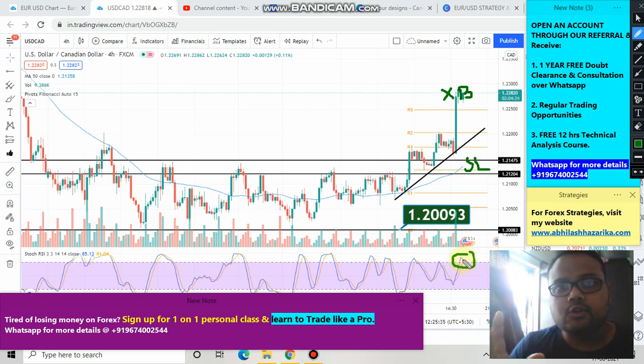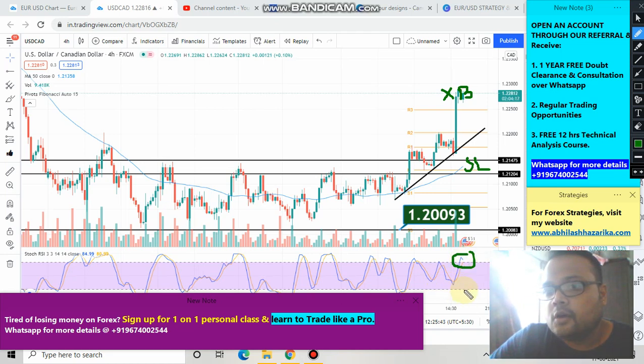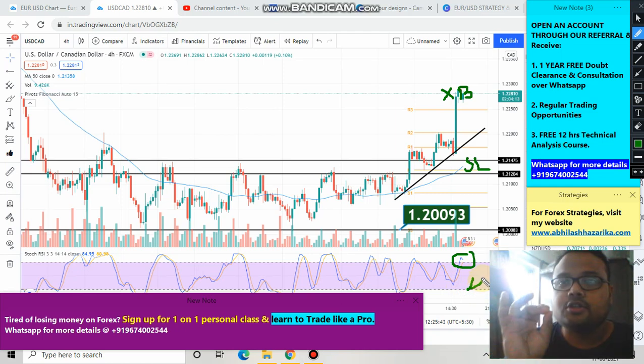Right now it is in the overbought zone. It is an oscillating indicator. It will come down to the oversold zone. When it goes up again from the oversold zone, just look at the position of the price.